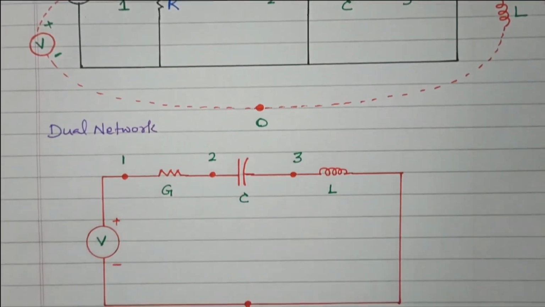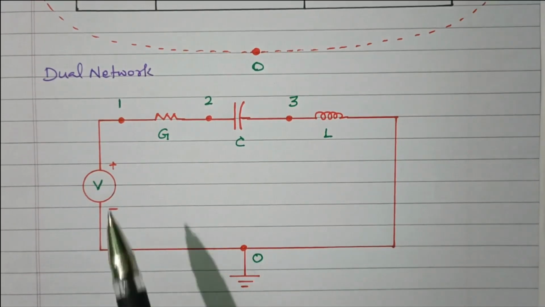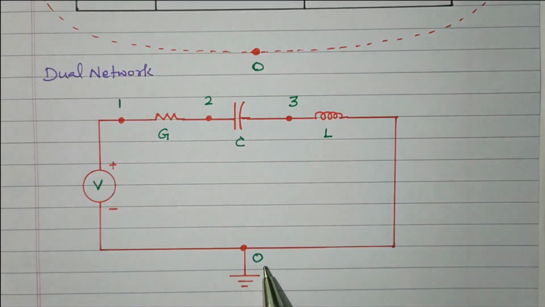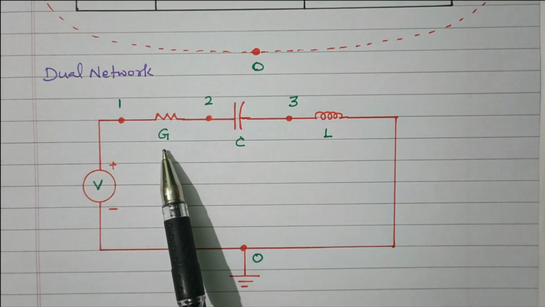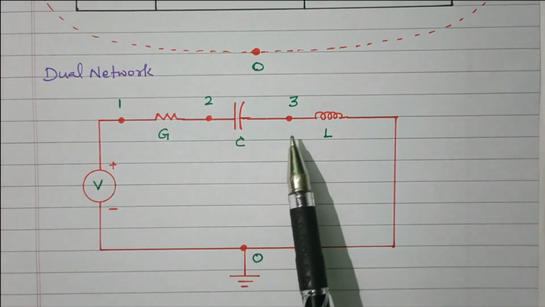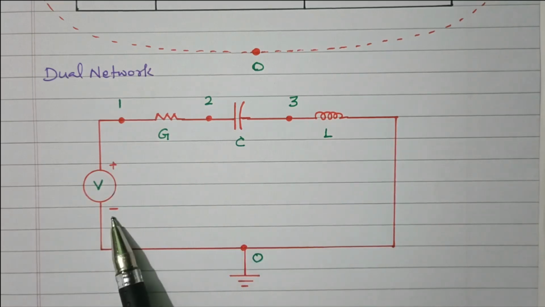Now we'll draw the dual network separately. So what we need to do, we have to put the dots on a paper: 1, 2, 3 and 0. We have to put the 4 dots. Between 1 and 2 we have conductance G. 2 and 3, capacitor C. 3 and 0, inductor L. 1 and 0, voltage source V.